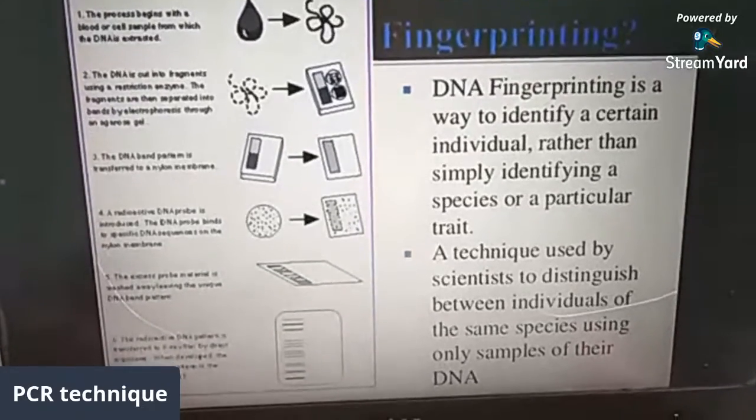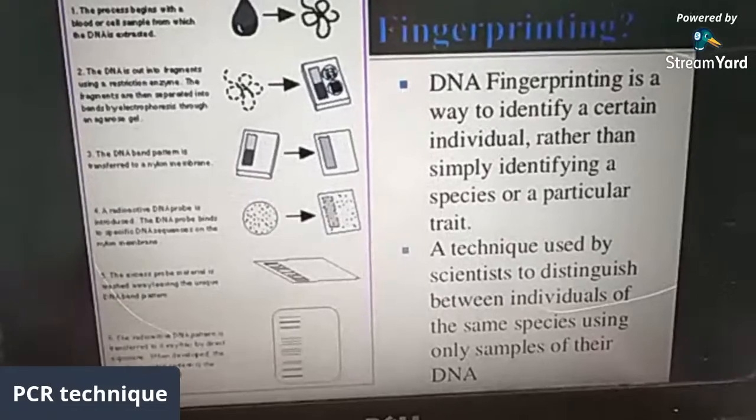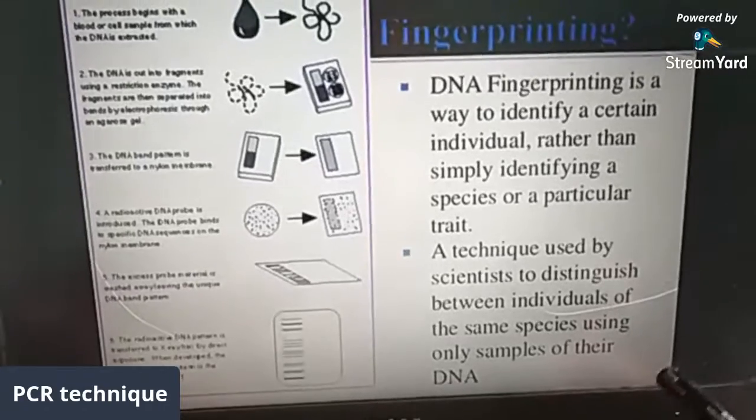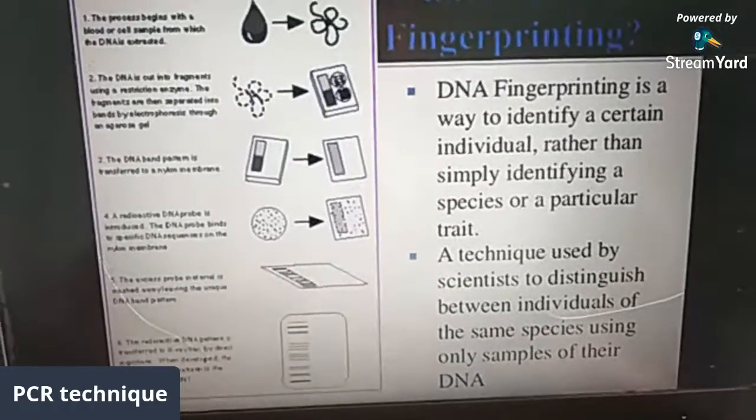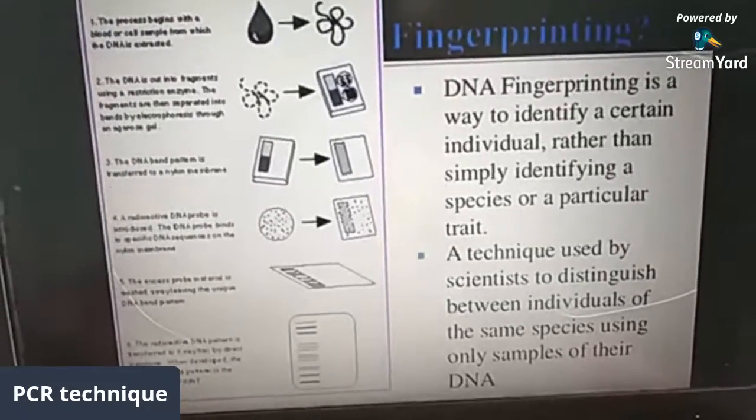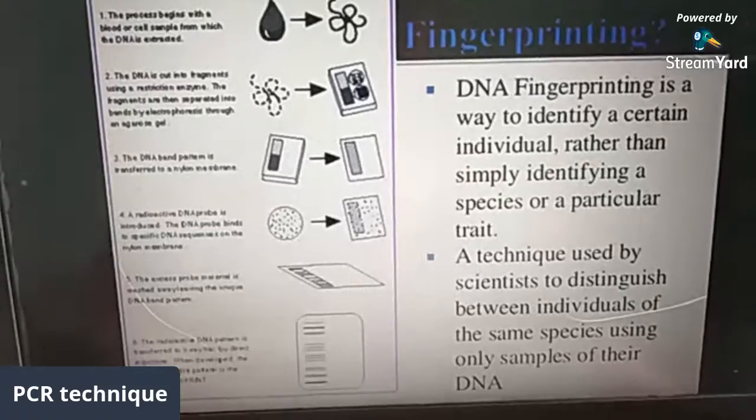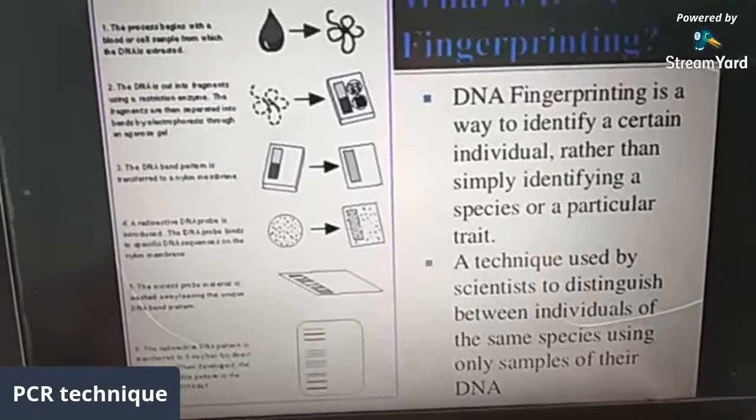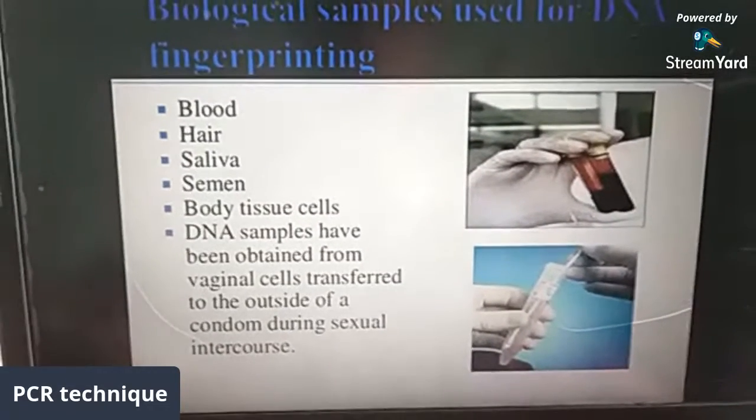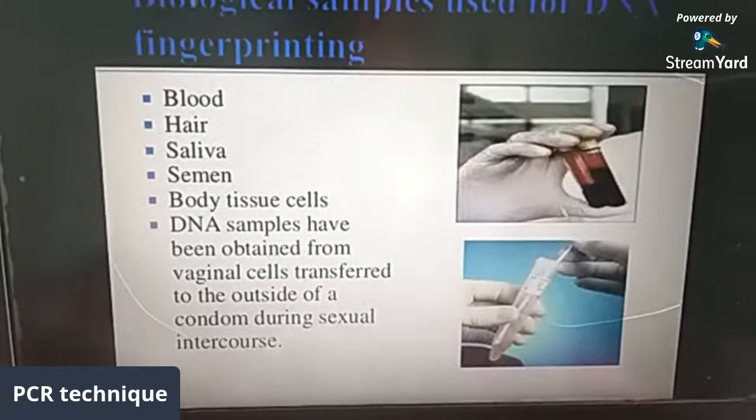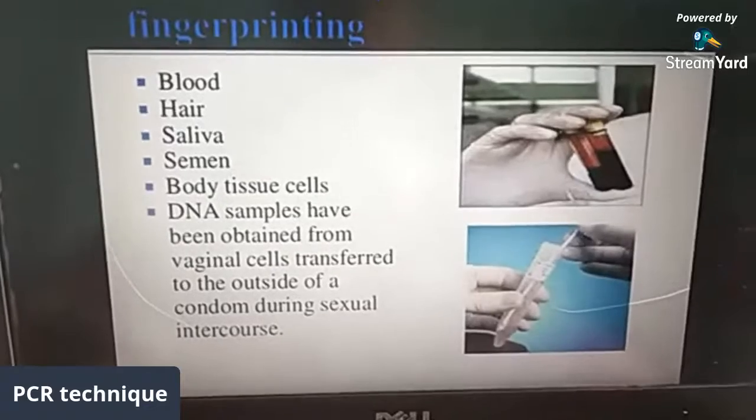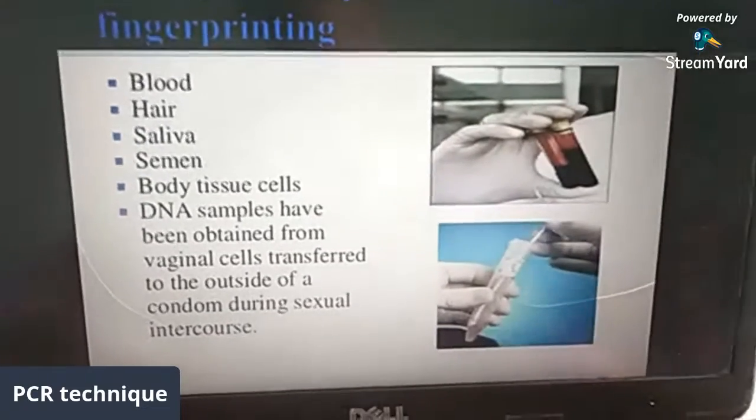It is a technique used by scientists to distinguish between individuals of the same species using only samples of their DNA. From one sample of DNA, we can know about the criminal. The biological samples used for DNA fingerprinting are blood, hair, saliva, and body tissue. DNA samples have been obtained from the vaginal cells transferred to the outside of the condom.